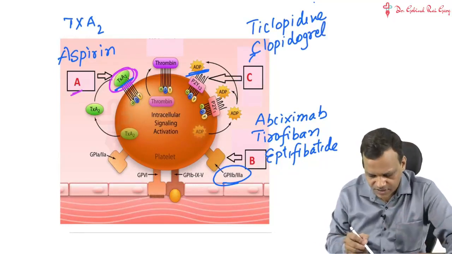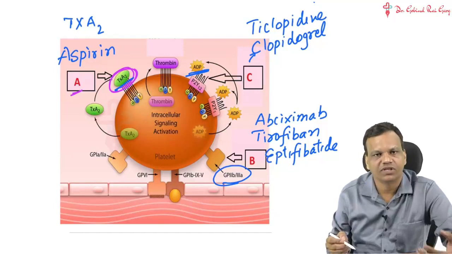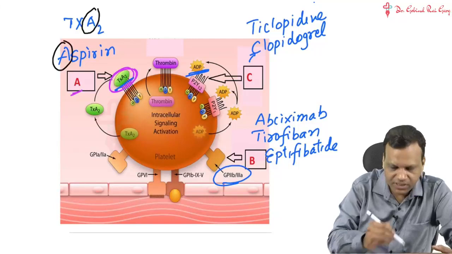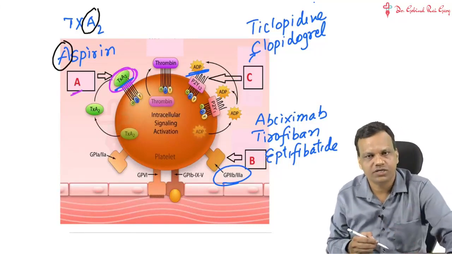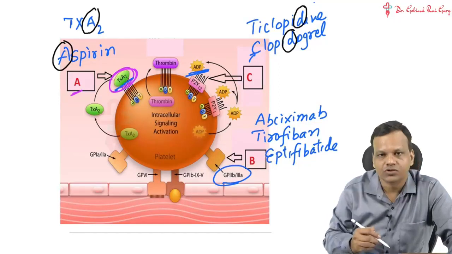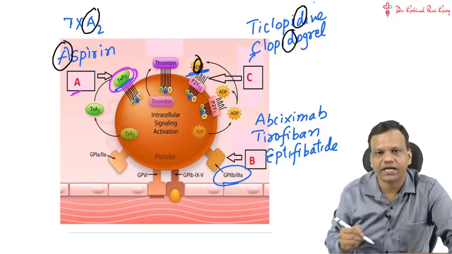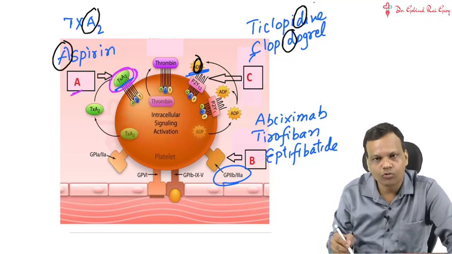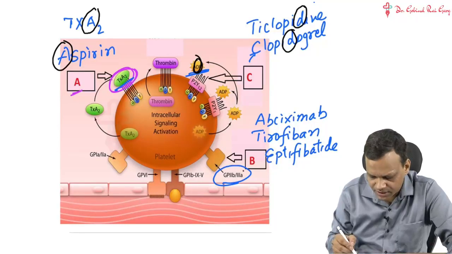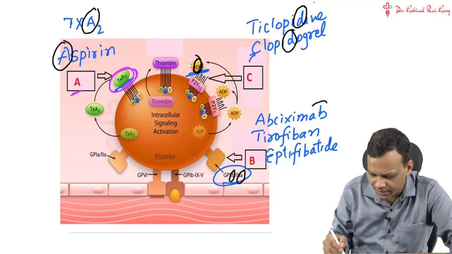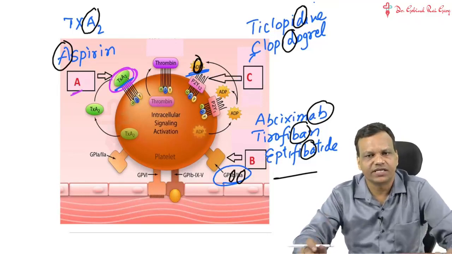And the mechanism of all these drugs you can remember again from the name itself. Thromboxane A2 contains A, so A for aspirin. Aspirin inhibits thromboxane A2. Ticlopidine and clopidogrel contain D, so they act on ADP. Abciximab, tirofiban, and eptifibatide act on 2B3A, and you can find that 2B3A contains A and B. So if a drug has both A and B in the name together, they are 2B3A inhibitors.